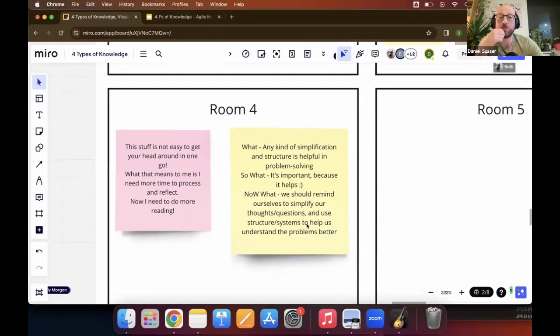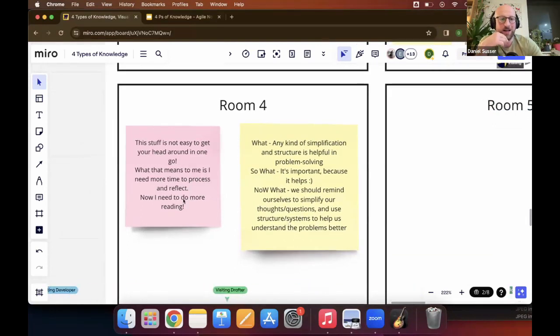So, simplification and structure is helpful in problem solving. We should remind ourselves to simplify our thoughts and questions. It's nice. This stuff is not easy to get your head around in one go. Yeah, it's taken me a good few months to be able to do it at all. It needs more time to process and do more reading.